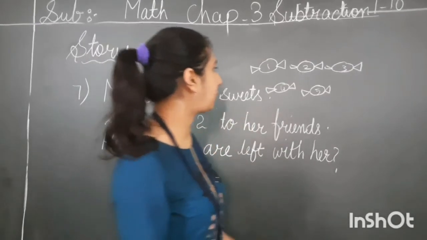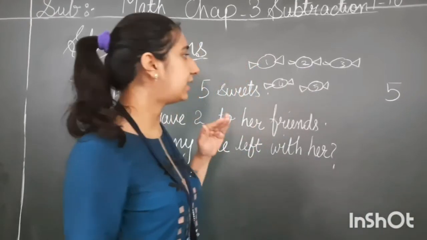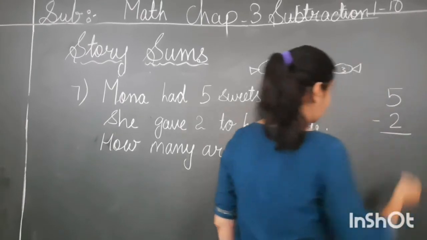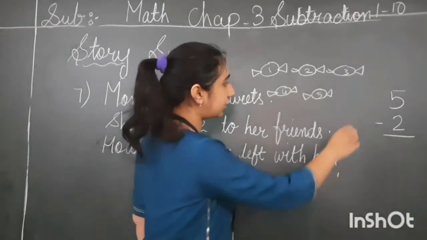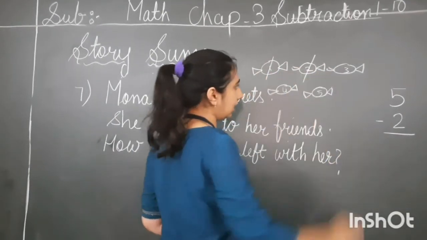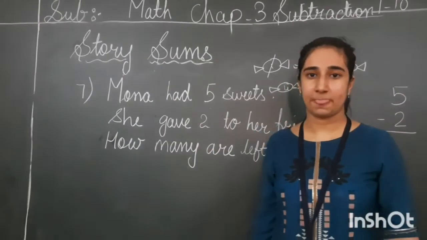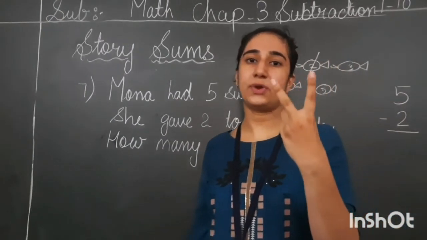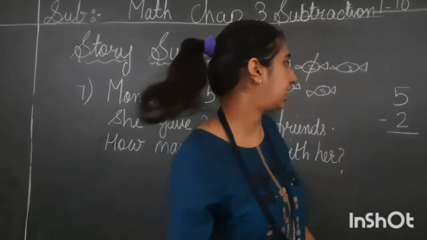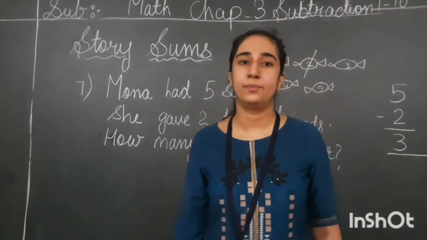Before she was having 5. So I will write 5 here above. Out of those 5, she gave 2 to her friends. I will put the sign of minus as she gave 2 to her friends. So I will cut here 2 sweets. How many left with her now? Keep 5 in your mind. Show 2 in your fingers. Count before 5. 4, 3. So 3 candies left with her.